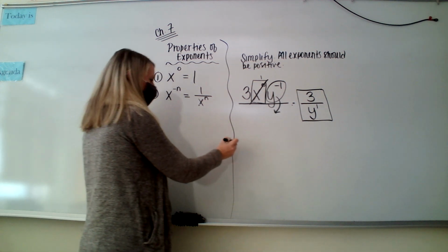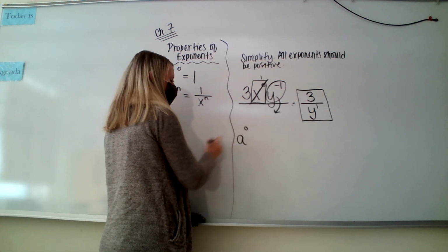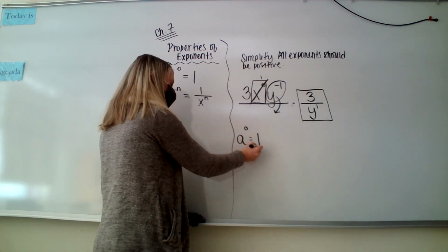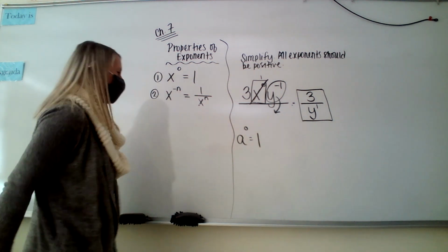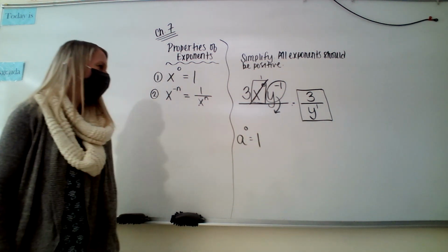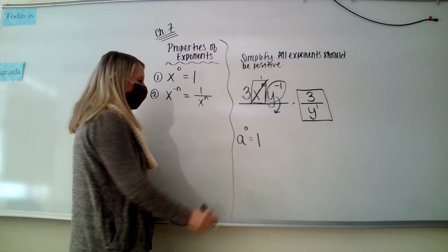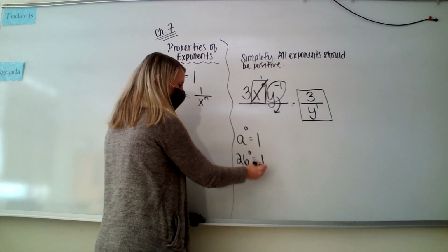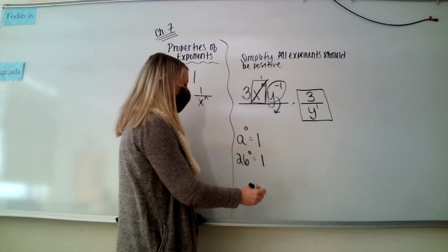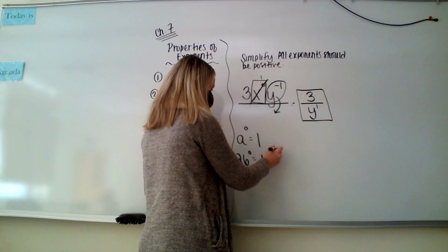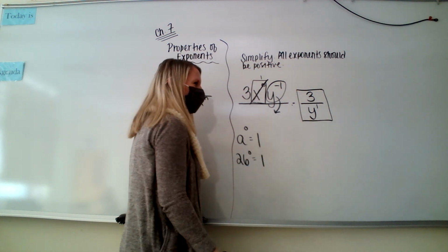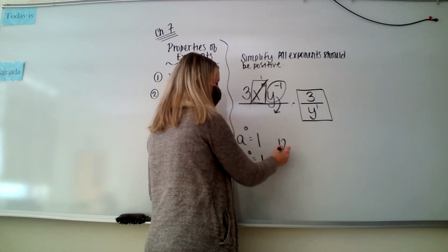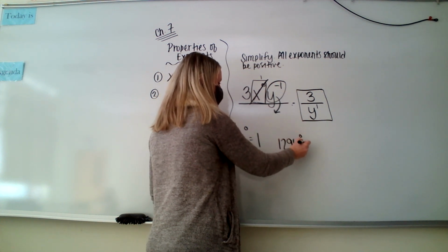Hey everyone, what's a to the 0 power? One. I was thinking that we crossed that out, so it was nothing. But no, it's a 1. Hey everyone, what's 26 to the 0 power? Okay, we're getting wild and crazy here. Hey everyone, what's 1,296 to the 0 power?